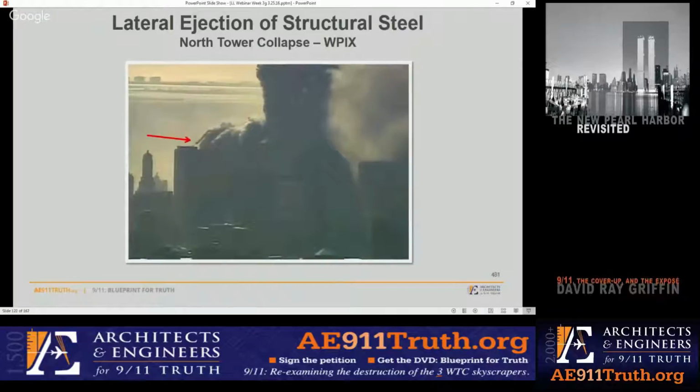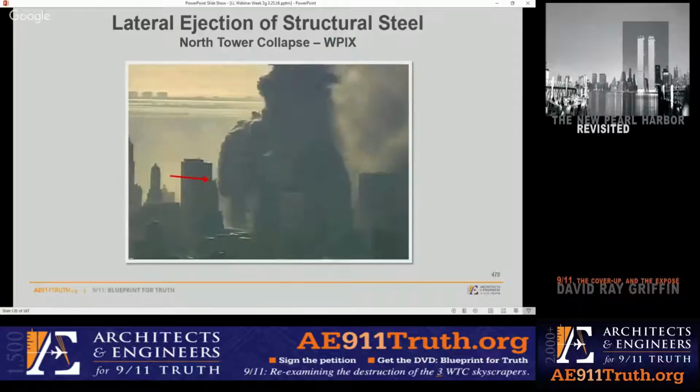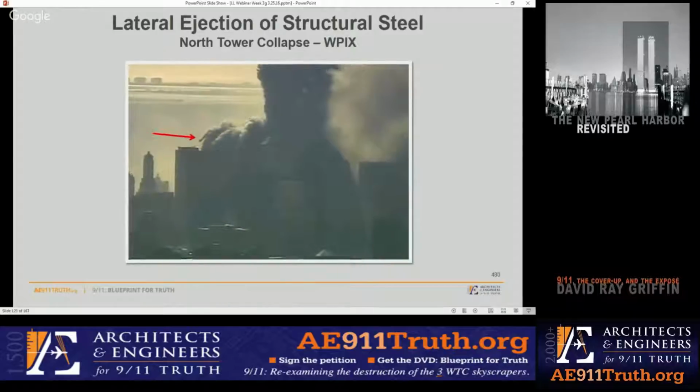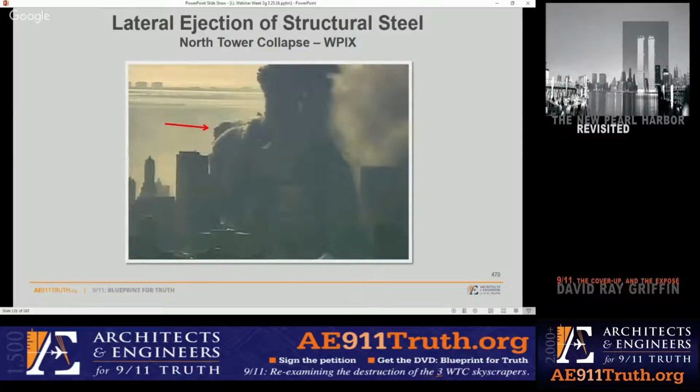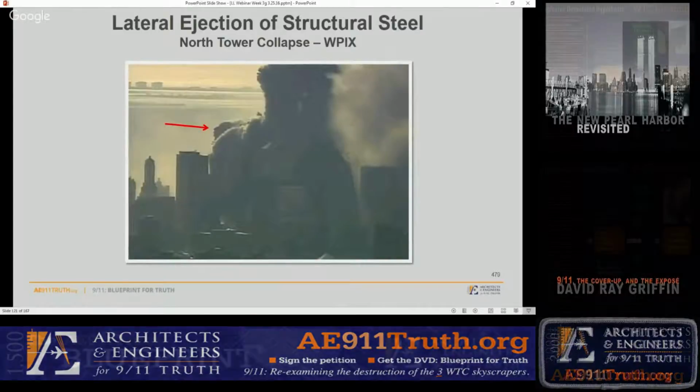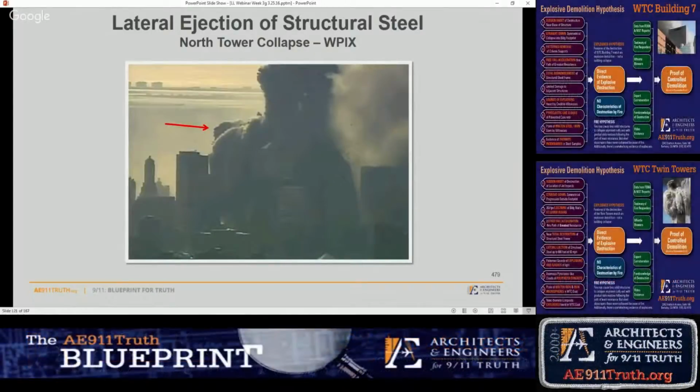1, 2, 3, forward, back 2, 3. 1, 2, 3, back 2, 3. This is clearly an ejection of a 4-ton structural steel section, at least. And it's been shot out horizontally, and then, of course, gravity begins to take over. Well, how does gravity work? Gravity works down. What is the outward component or vector of this ejection?